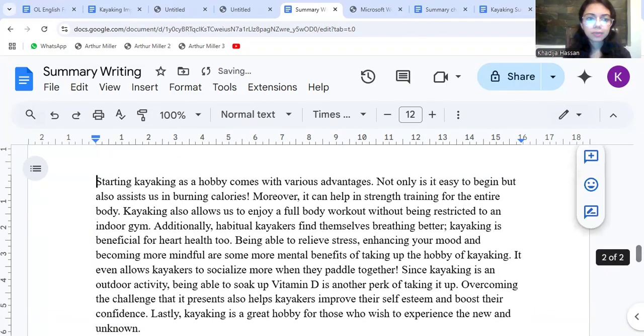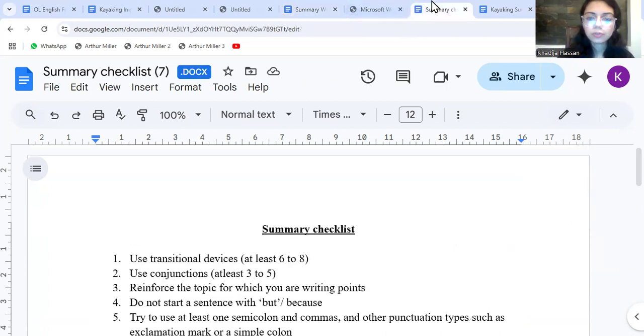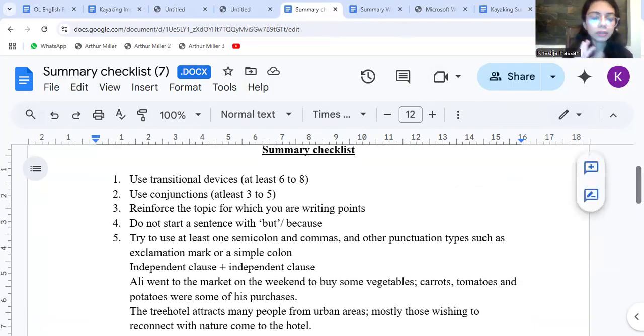So before we read the summary, let me show you guys the summary checklist, which is sort of what you guys need to follow to really nail your summary, right? And it creates for a very holistic summary. So try to use transitional devices, at least 6 to 8. So transitional devices are devices that show some sort of transition from one idea to another. Examples of listing transitional devices, always used in the beginning of sentences, are firstly, secondly, thirdly, fourthly, or moreover, furthermore, additionally, in addition, etc.